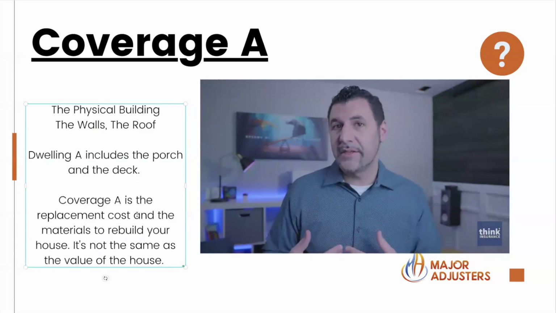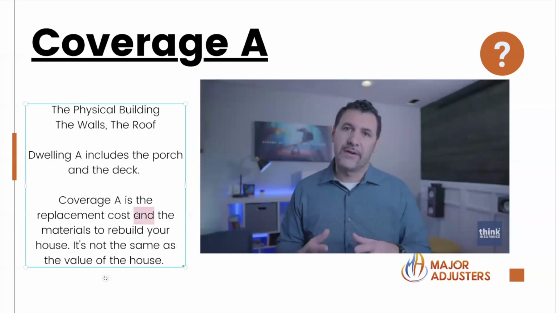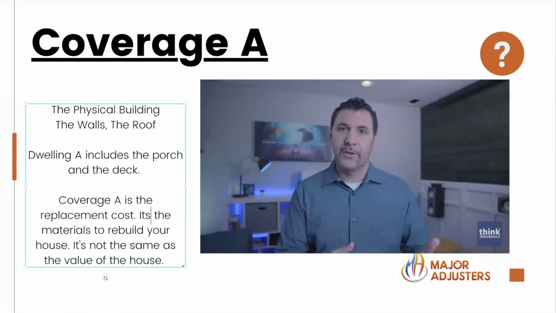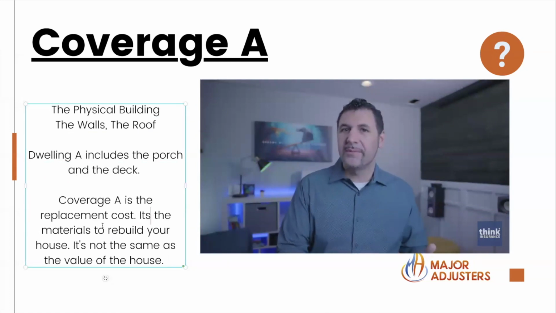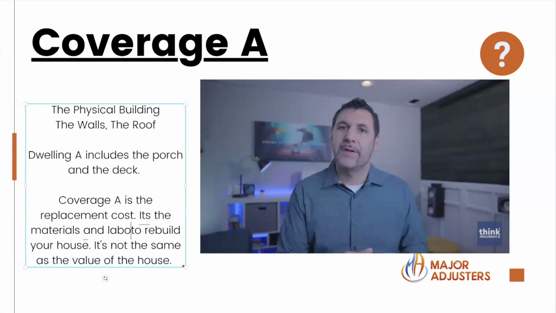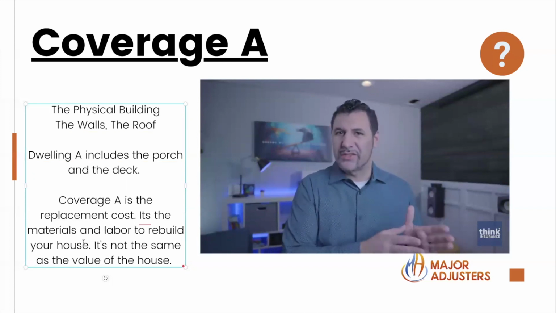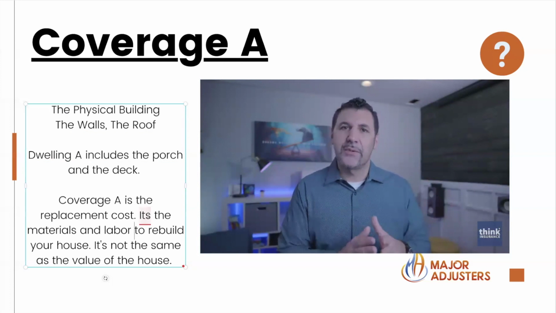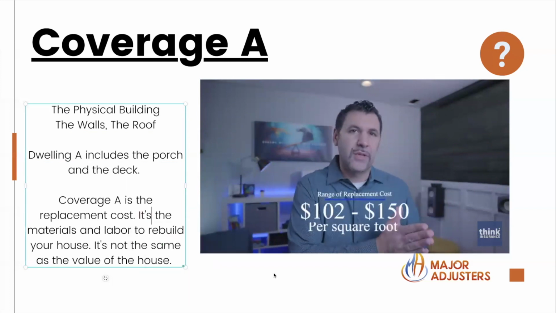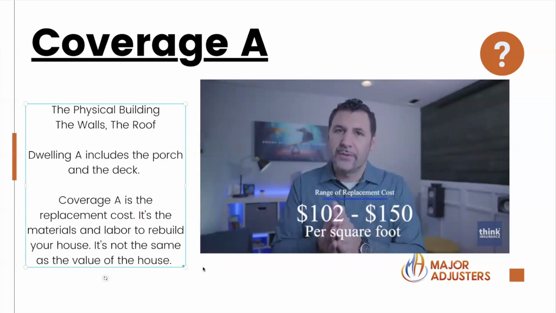So I'm in the state of Michigan. The average cost to replace a home in our state is $150 per square foot. If you go to that website below, you can type in your zip code and it'll show you what your range is. It's usually, on average across the US in my experience, $102 to $150 per square foot.